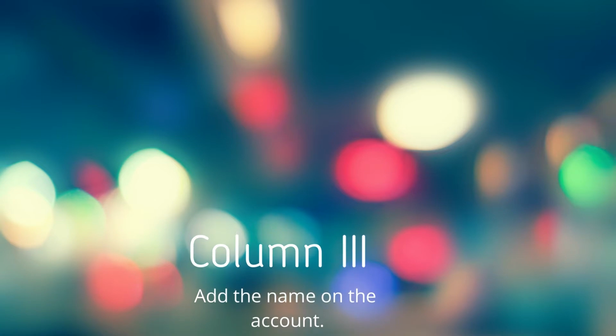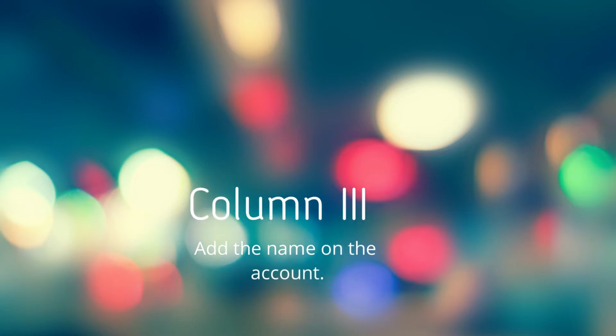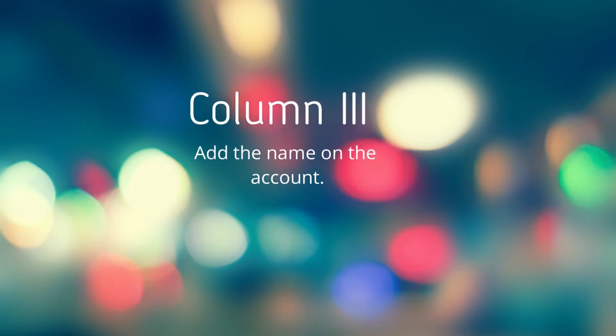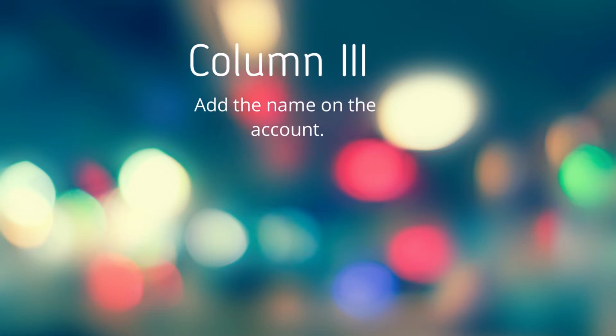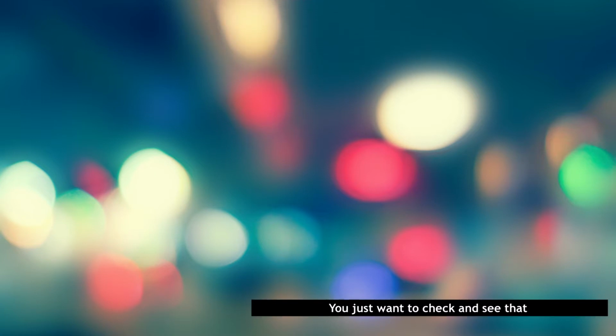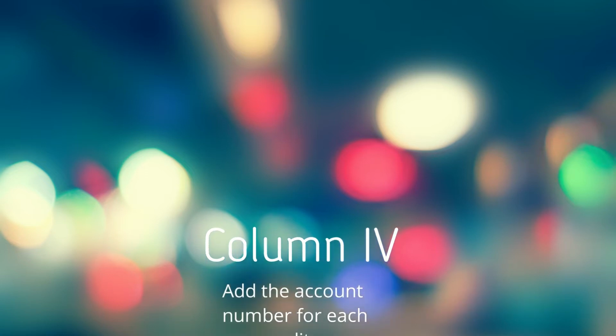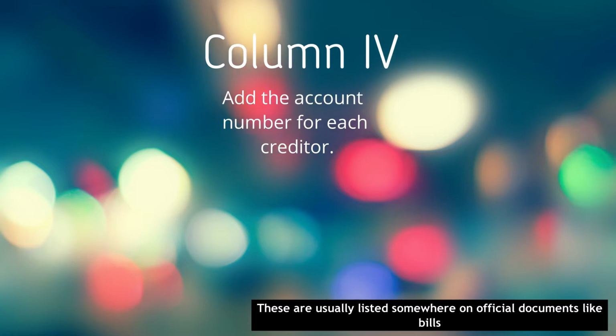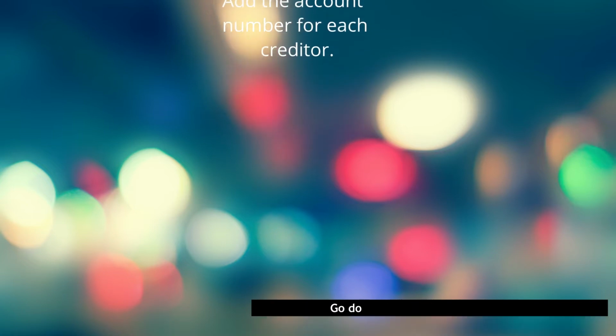The next column over is the name on the account. Just make sure it matches up exactly to the documents your creditors have sent you. Sometimes there can be slight variation, such as a middle initial that is present on some cards but not others. You just want to check and see that everything is accurate here. The next column after this is the account number for each creditor. These are usually listed somewhere on official documents like bills. Go down the list and fill them all in.